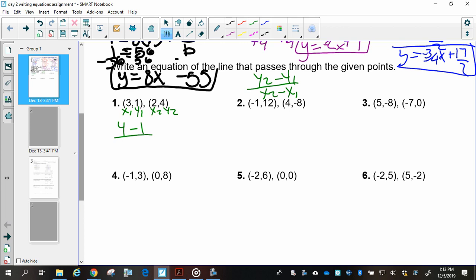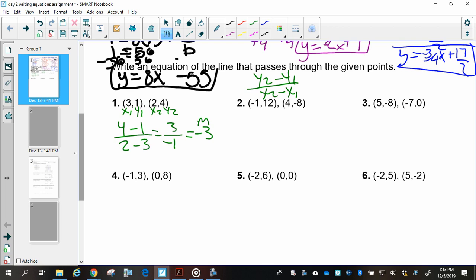4 minus 1 over 2 minus 3. 4 minus 1 is 3. 2 minus 3, -1. So this is really just -3. So that's our slope. And now we're at the same step as we were for the top. We need a point to put it into the equation. But you're given 2 points. Why is it -3? -3 over -1 is -3.